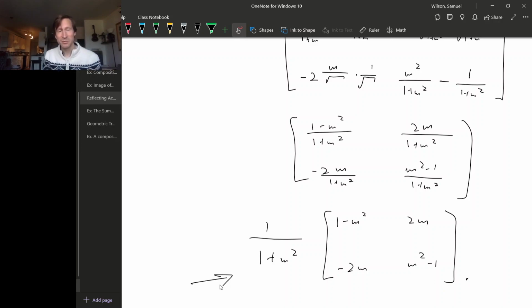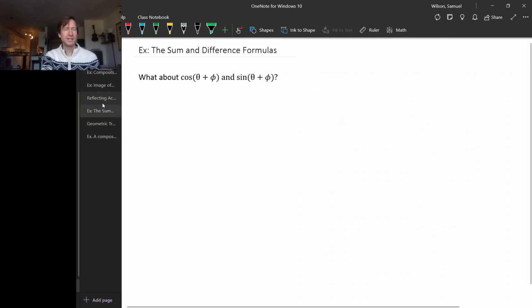Pretty nice that we can get a matrix for this more complicated geometric operation just by using our basic operations of rotation, reflection, and shear, although we didn't use shearing this time. Let's look at one more application.